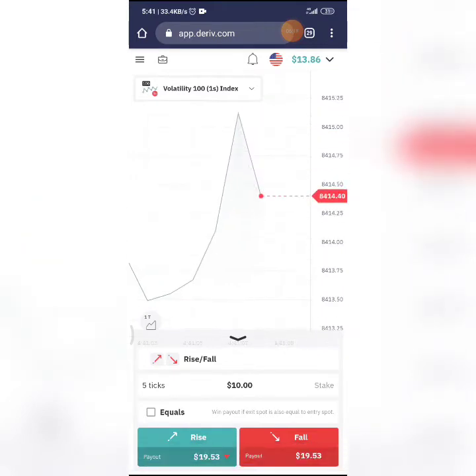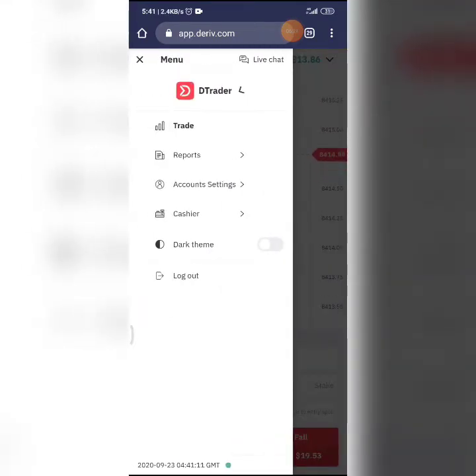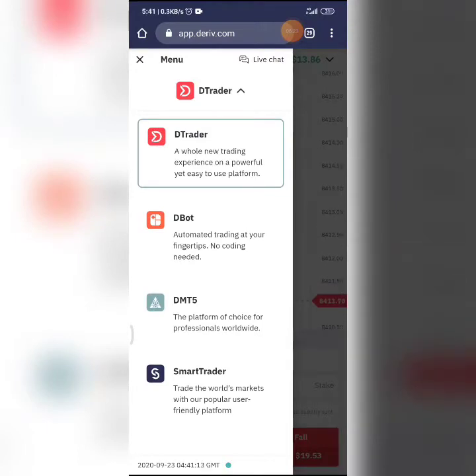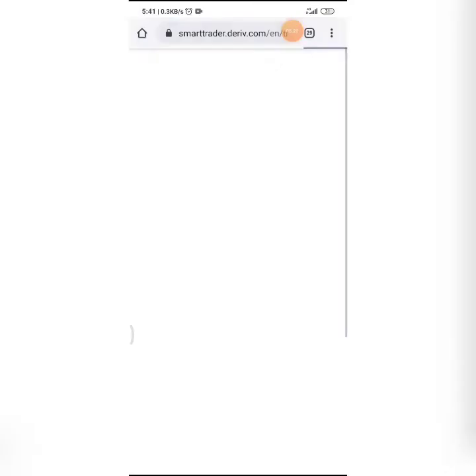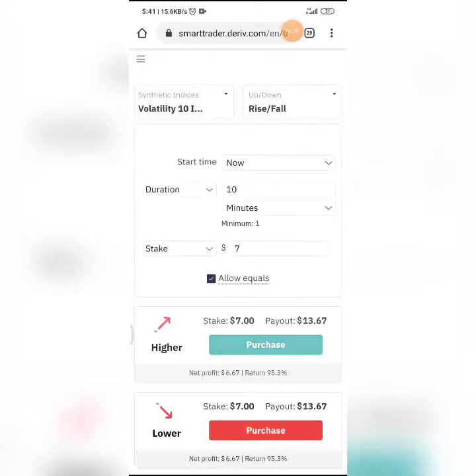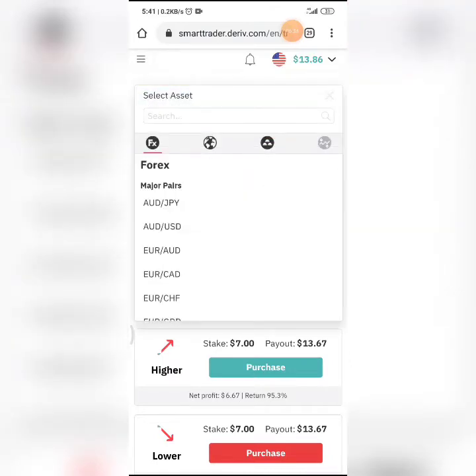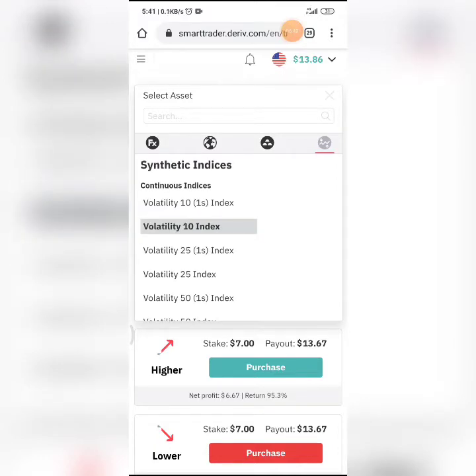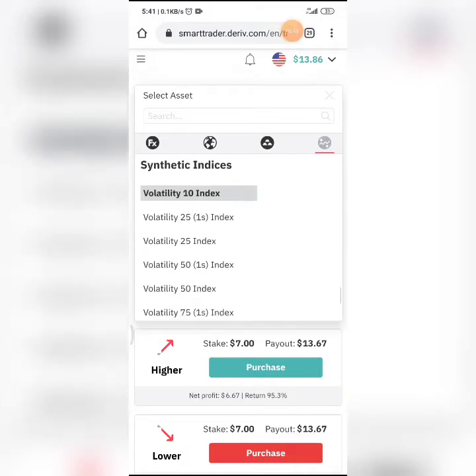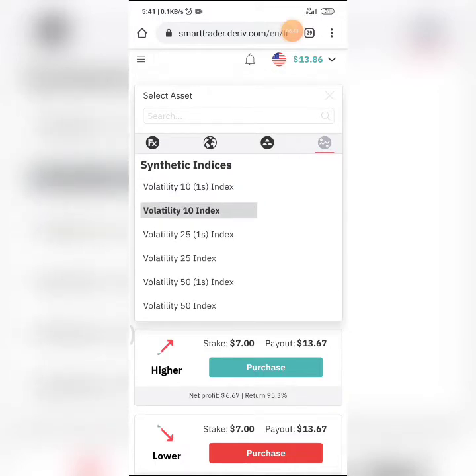So what you have to do is just to come here and click on this arrow and select smart trader. So smart trader is gonna make it look like it used to look on binary.com. So when you come here, you just have to set your parameters, and they change initially to be on FX. So you just change it to volatilities by clicking the last icon here, and these volatilities, make sure you select volatility 10 index. You can use any one you're comfortable with, but I like the way volatility 10 index consolidates and its price movement.